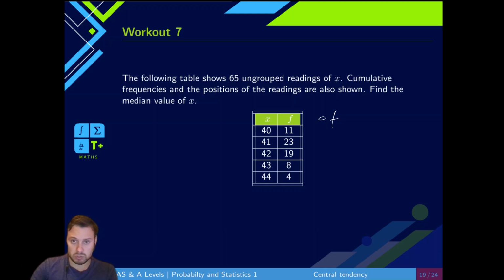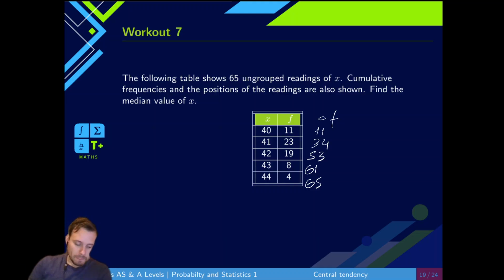But in general, what we're going to be doing is adding values of the frequencies from that point and above. So in this case, this would be just 11. Then we're going to be adding 23 plus 11. This would be 34. Then we add 19 plus 34. This would be 53. 53 plus 8, 61, and then 65. Again, we show that the total is the last value on the cumulative frequency.